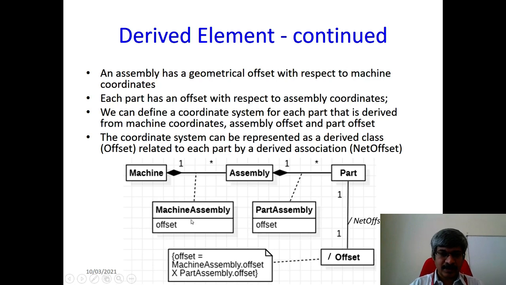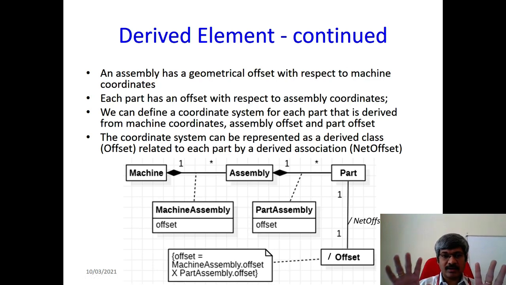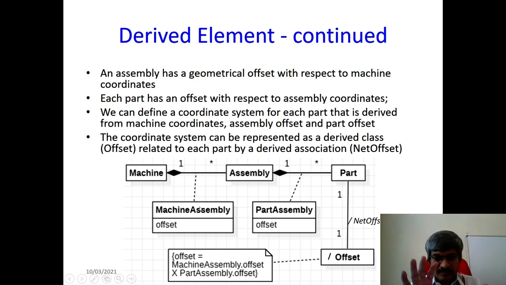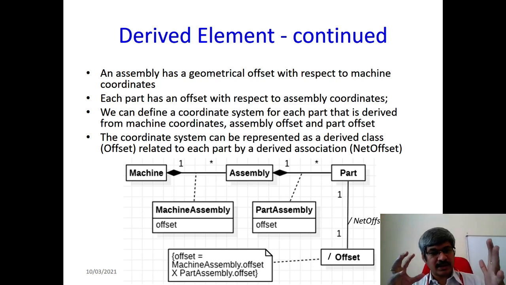The point is that between the machine coordinates and the assembly, there can be an offset. An assembly has a geometric offset with respect to the machine coordinates. The offset is something which has changed slightly. Originally, if a machine is there, an assembly should be somewhere here. Say it has shifted slightly. So that's the offset.